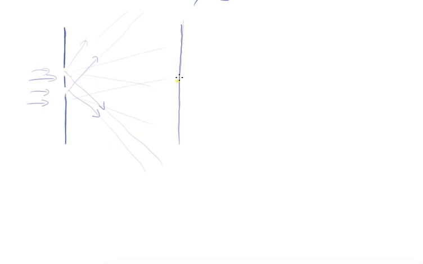Then you're going to move over and hit a nodal line, and it's going to be a dark spot where their path length difference is a half. Then you're going to get another bright spot where you're on the antinodal line, and then a dark spot on the nodal line, and it's going to go back and forth, and you're going to get this alternating pattern of light and dark lines.